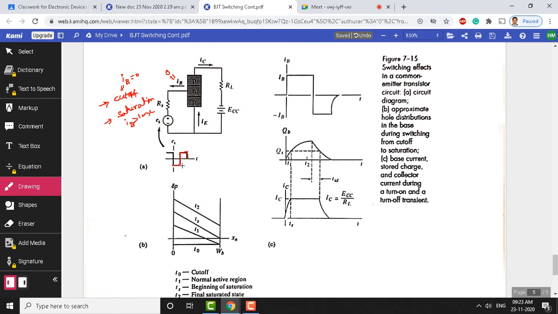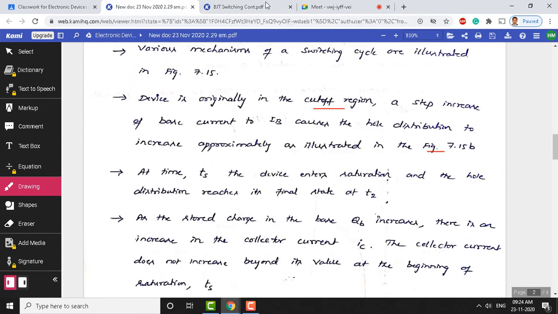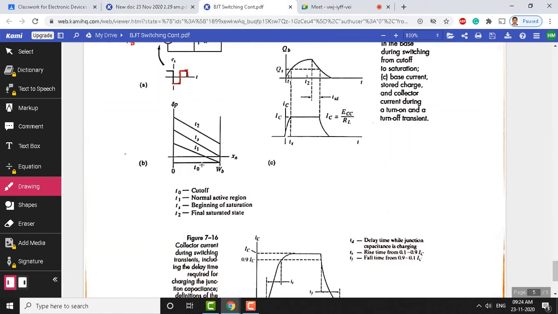So, when we switch from the low state to the high state, there is now a hole distribution within the base region. Let us see how exactly this creates the collector current, an increase in the value of the collector current. Okay, I hope this point is clear to you. Figure 7.15b shows different timings here. T naught corresponds to the cutoff.